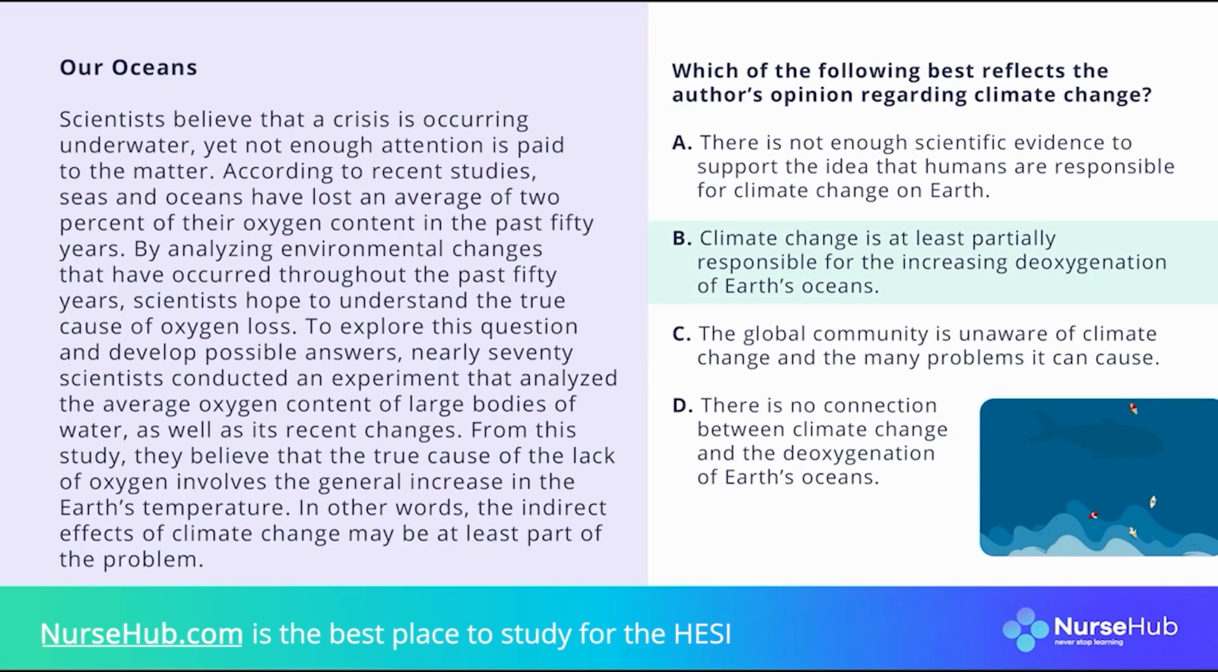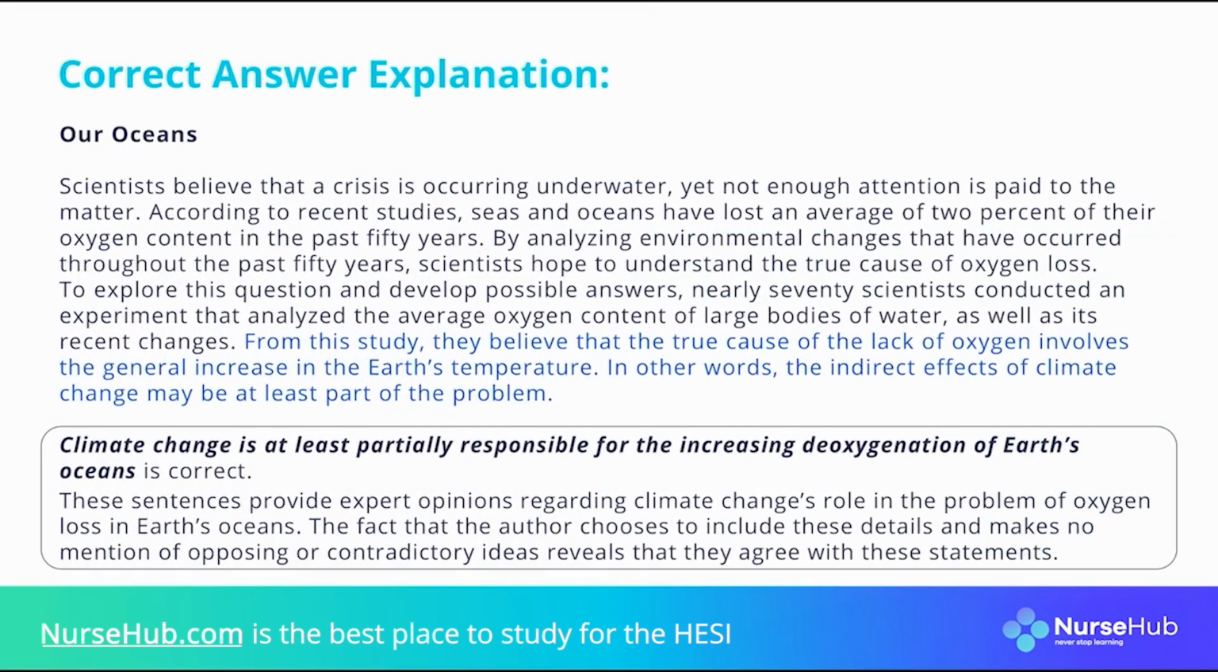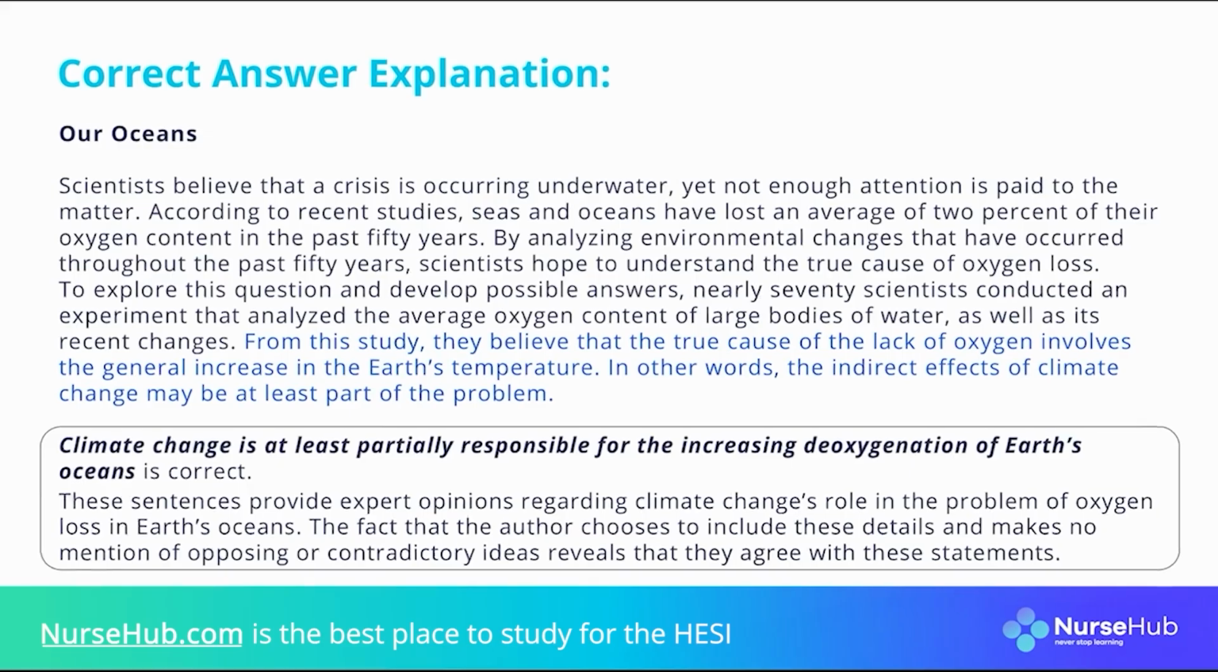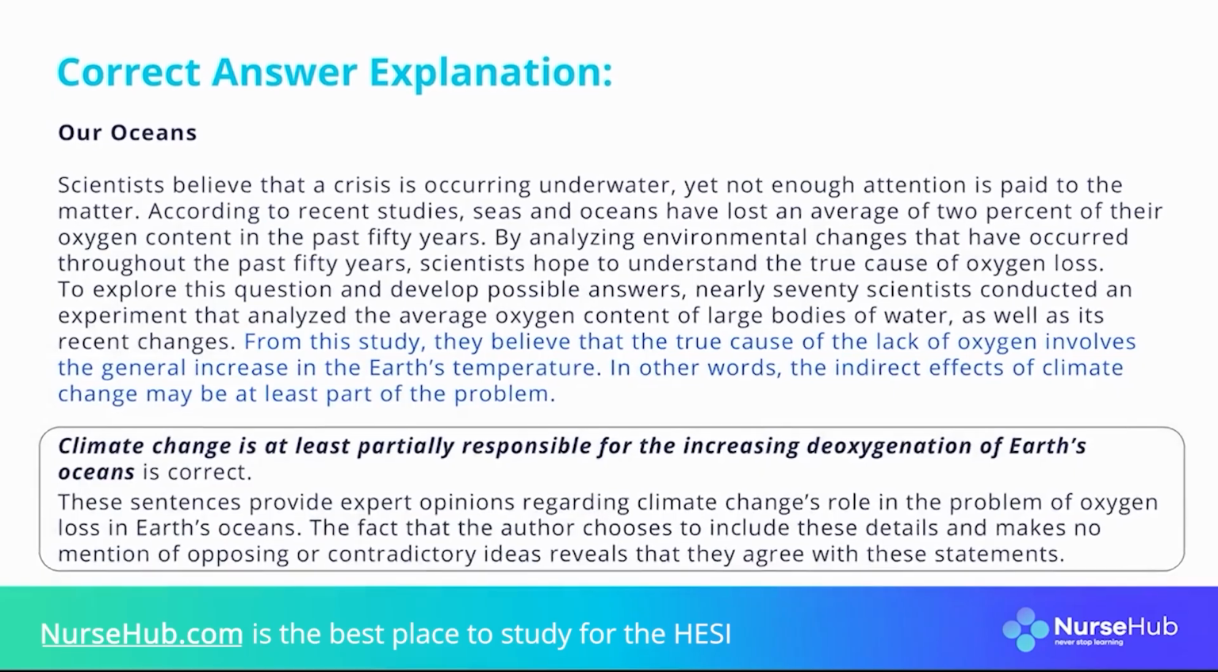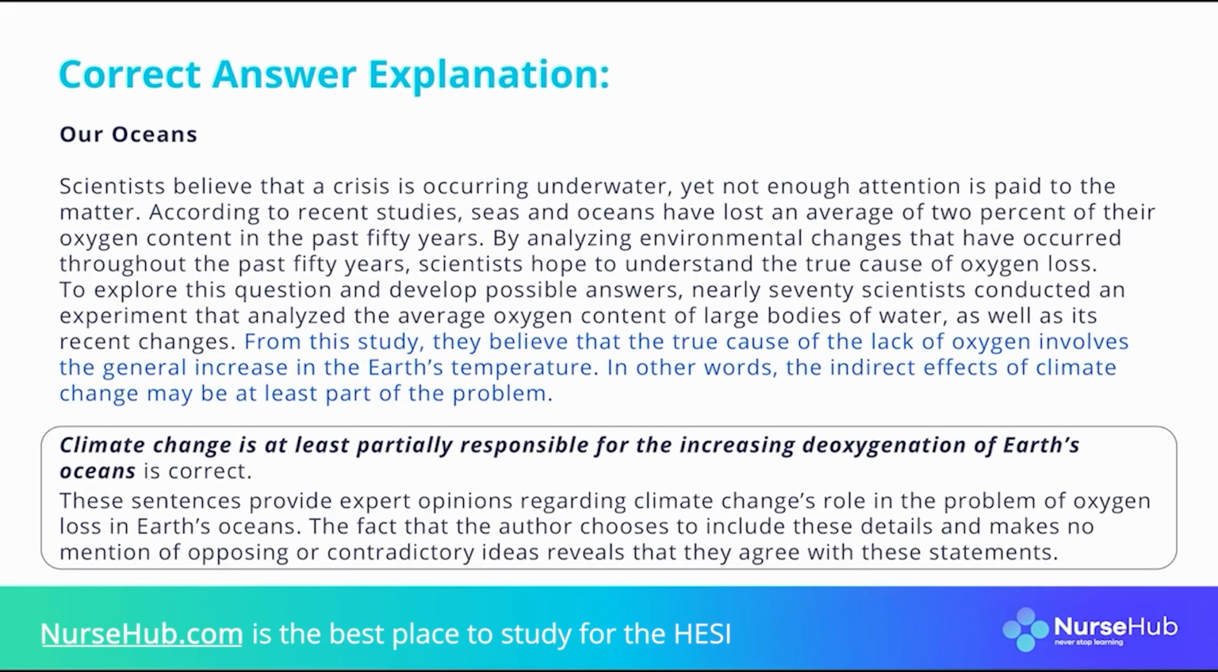All right, so here is our correct answer. If you chose, climate change is at least partially responsible for the increasing deoxygenation of Earth's oceans. Okay, so the sentences that are highlighted on your screen provide expert opinions regarding climate change's role in the problem of oxygen loss in Earth's oceans. The fact that the author chooses to include these details and makes no mention of contradictory ideas reveals that they agree with these statements.